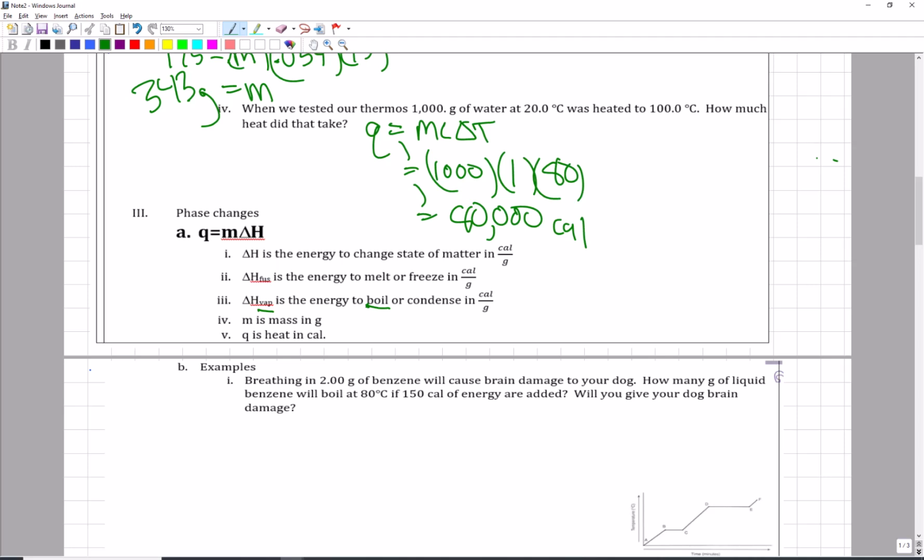M is mass in grams, and Q is heat in calories. There is no C. People tend to call this, I call this M delta H, and the other one's MC delta T. There's no C in M delta H. So let's take a look.